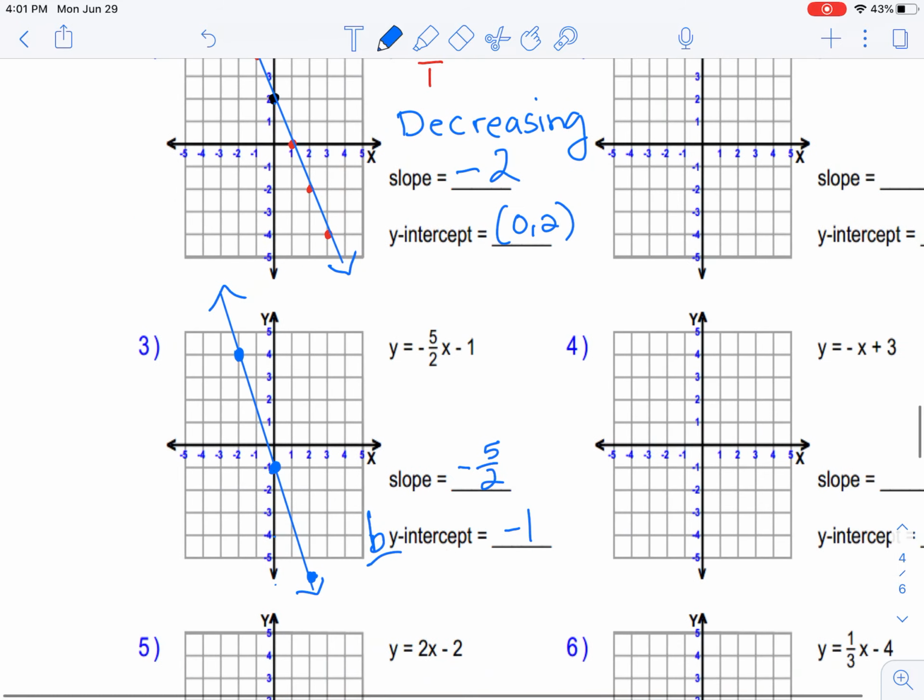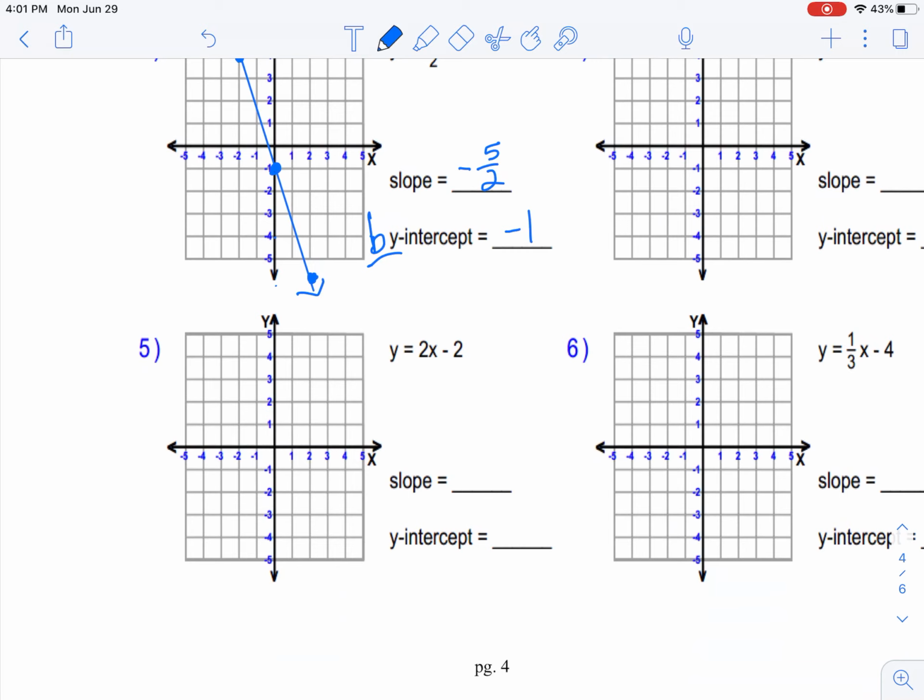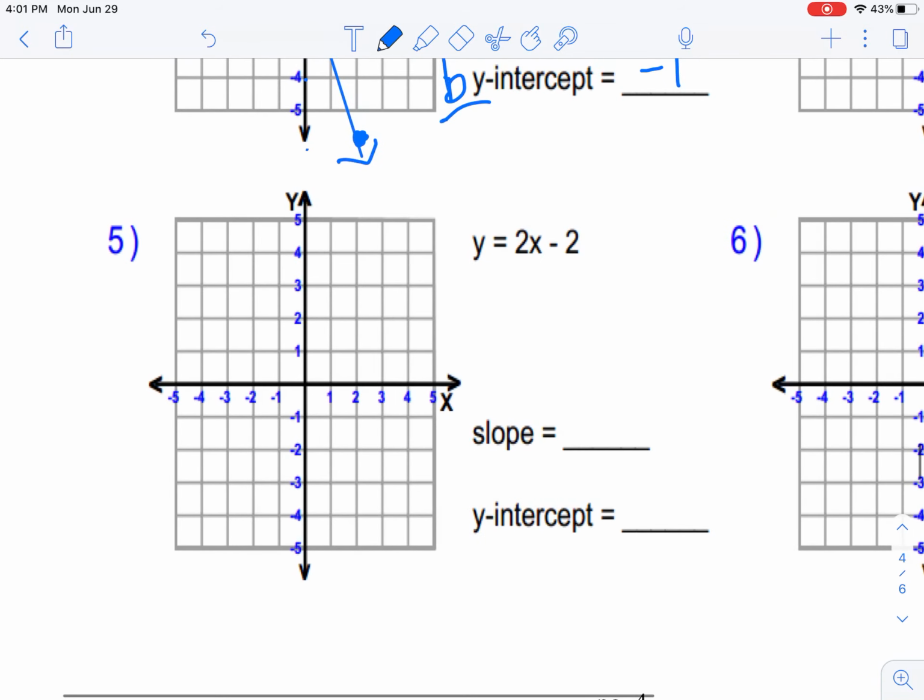All right, so number 5. In this example, again, our slope is 2, but I'm going to make that into a fraction because I know I'm going to do a rise and a run. So I could go 2/1, and the y-intercept is at negative 2. So we begin by graphing the y-intercept, which is your b. Go to the y-axis at negative 2. And from there, we're going to rise 2, run 1 to the right.